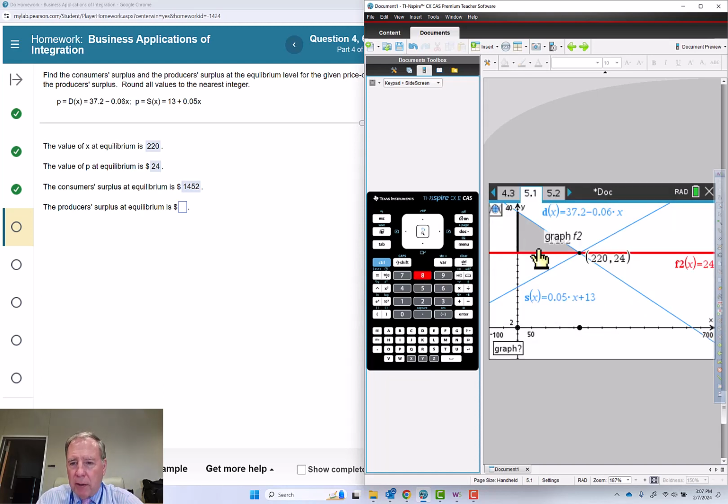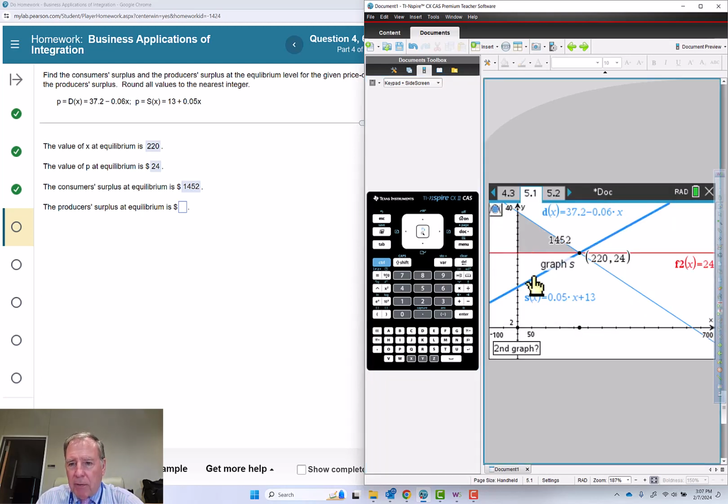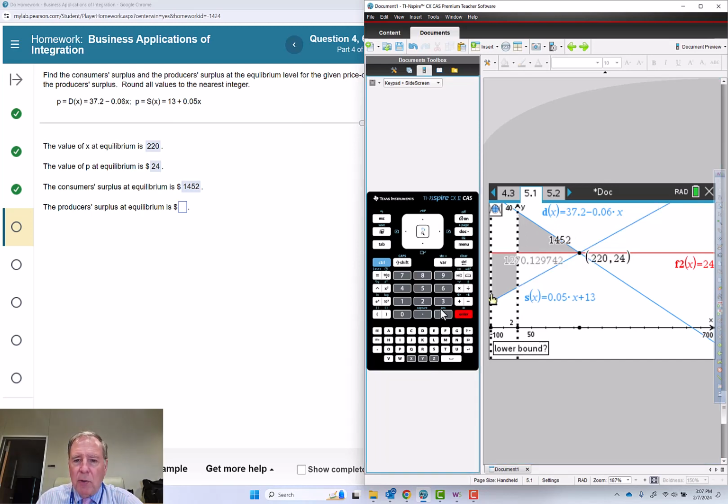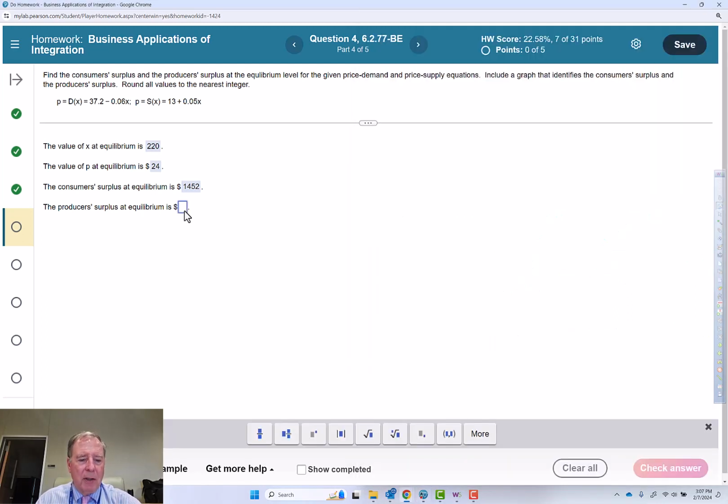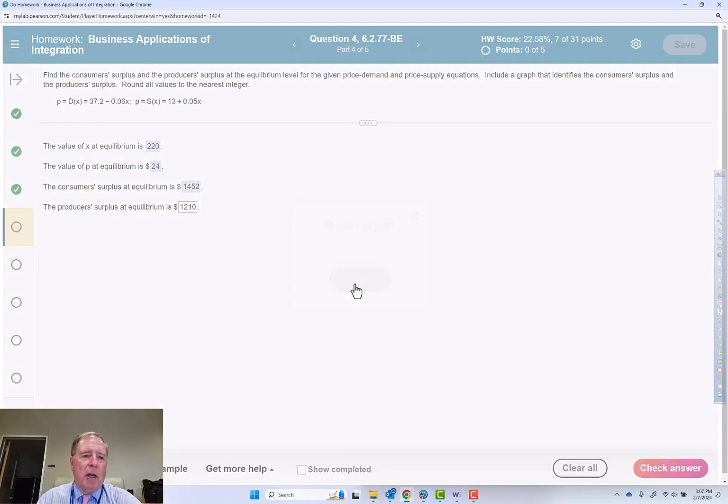Then our producer surplus, we're going to go from here to here, menu, 6 for analyze graph, 8 for bounded area, upper graph, lower graph. You just have to get the two functions, 0 to 220. So our producer surplus is $1,210. Check answer, good job.